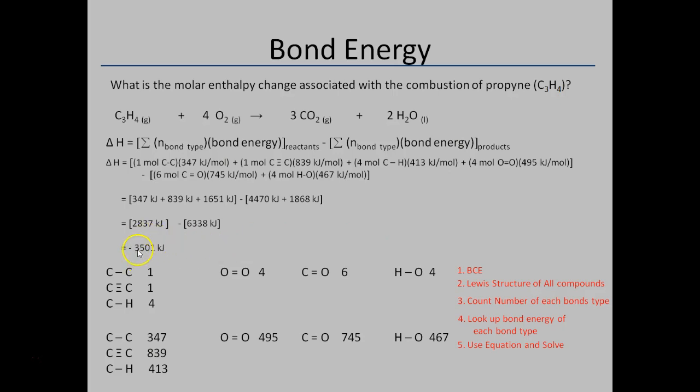and I get that my enthalpy change for this reaction is negative 3,501 kilojoules. Now, because we were asked for the molar enthalpy of combustion, I just have to take this value and divide it by the number of moles in my balanced equation, and we can see here a coefficient of 1.